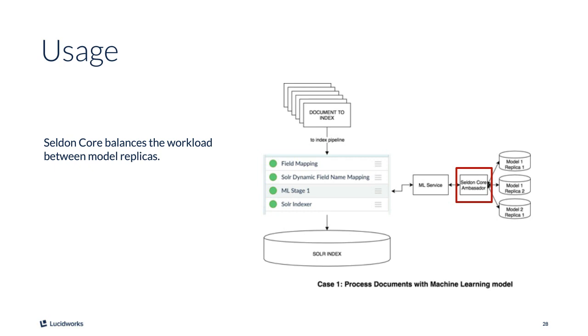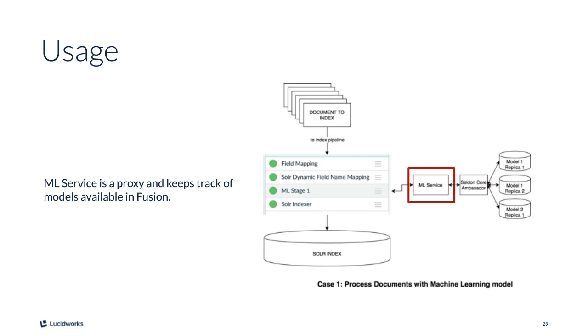The next component is the ML service. The ML service is Fusion's local ML service, which acts as a proxy and a bookkeeper of all the models available in Fusion. It also translates objects between the pipelines and the Seldon Core API.